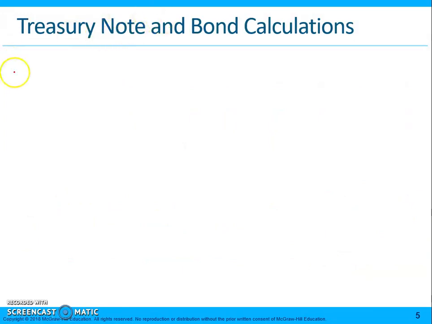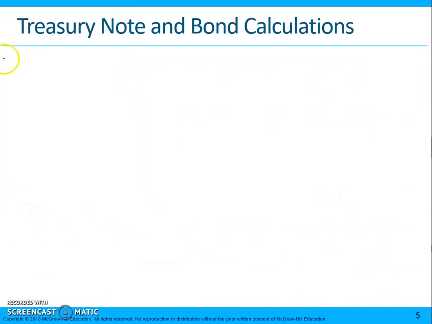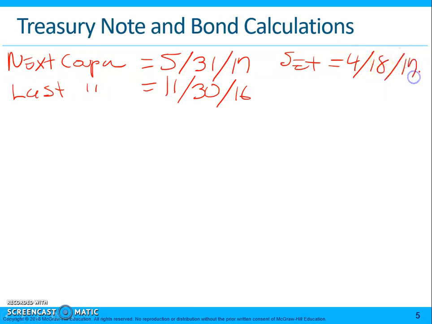So go on to the next page. All right, so the maturity for this bond is May 31, 2020. So that means that our next coupon payment is $531.17, and our last coupon payment is going to be 11/30/2016. All right, and then the other thing we need to note and remember is our settlement date is April 18th, 17.